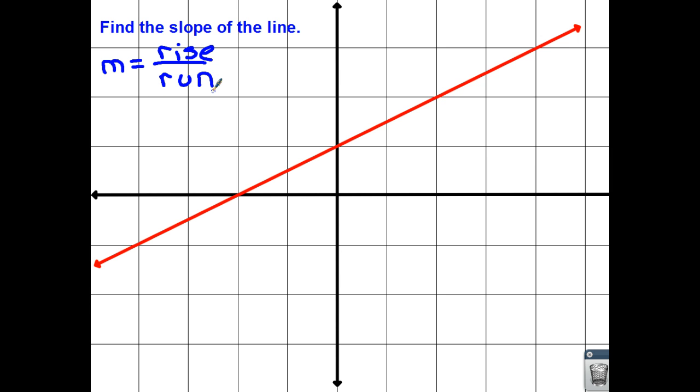Now, what do I mean by that? Well, it means I'm going to find 2 points on my line and calculate it as a fraction. So if I were to take, let's just call this point right here, where my red line crosses 2 grid lines, call it a hit point.